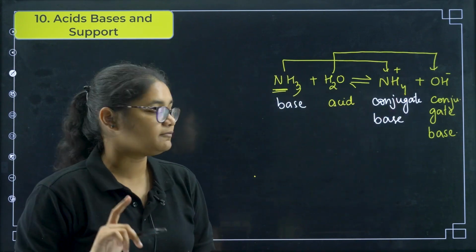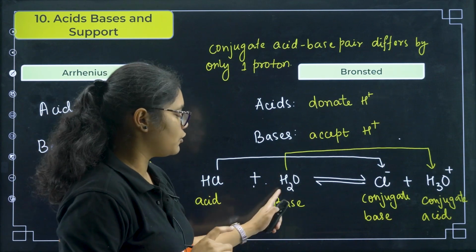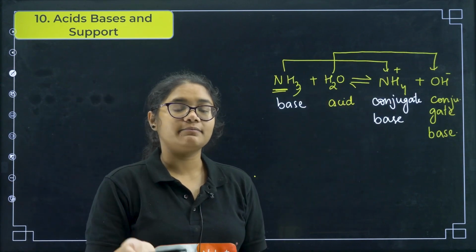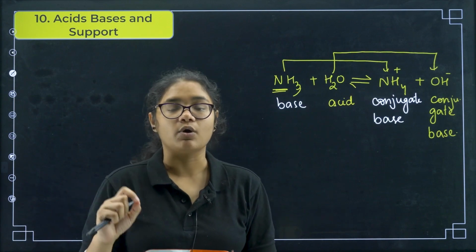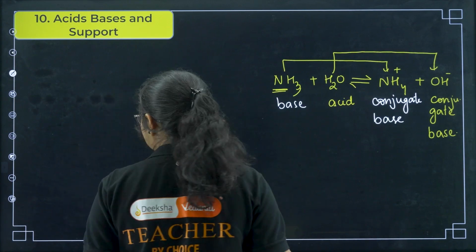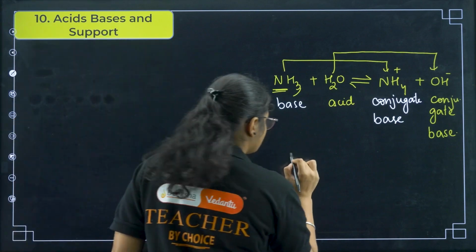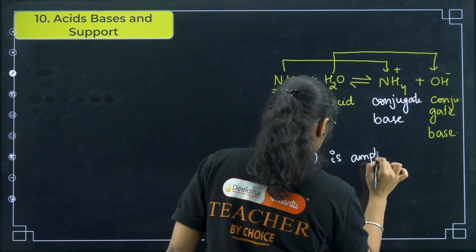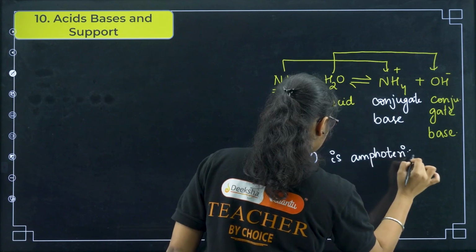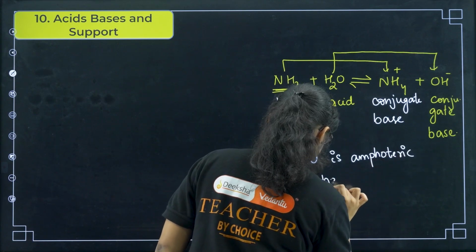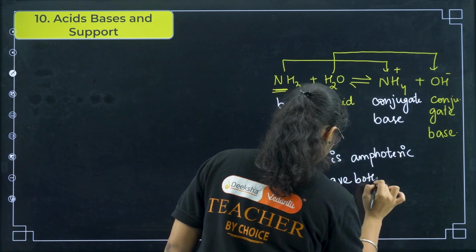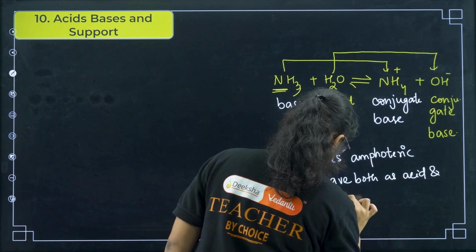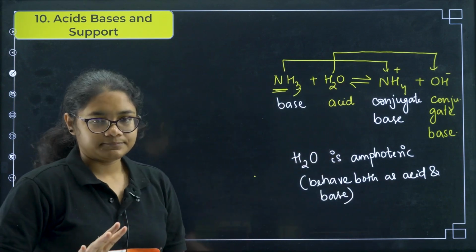Now if you see in the previous example, water was a base, and in this example water is an acid. So when a substance can behave both as an acid and a base, we call it an amphoteric substance, right? So here I can write that H2O is amphoteric in nature. Why is it amphoteric? Because it can behave both as acid and base, okay, clear?